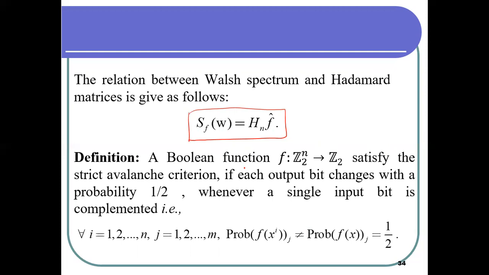Till then, I have to define some definitions, such as the strict avalanche criterion. Any Boolean function satisfies SAC, the strict avalanche criterion, if each output bit changes with a probability of 0.5 whenever a single input bit is complemented. I mean to say that whenever you change a single input bit, the corresponding output will change 50% of the time. So this is one of the definitions of the strict avalanche criterion.